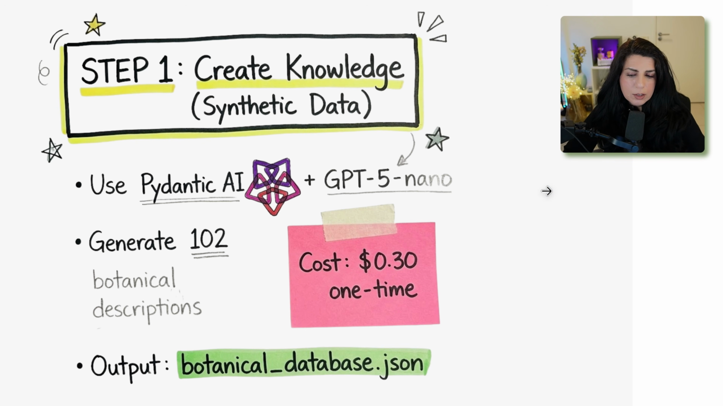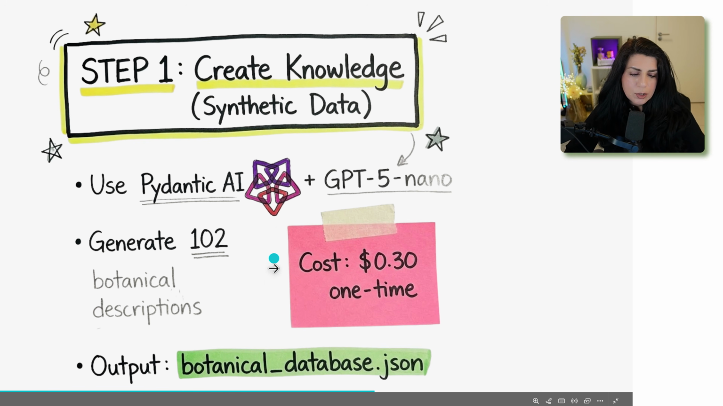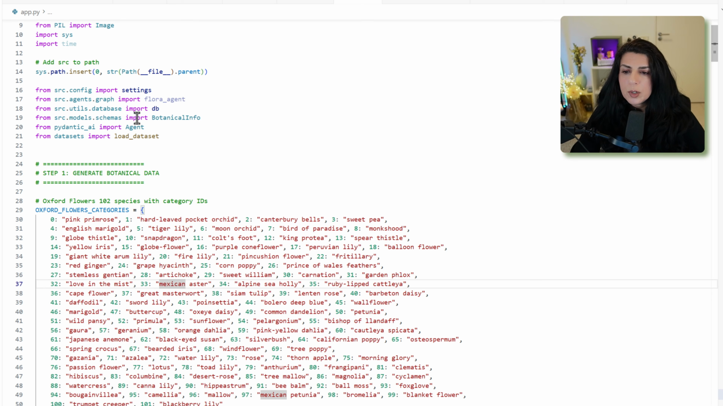What we are going to do is generate all of the botanical descriptions of the flowers. The cost is very low for the whole thing, 30 cents. And we will create a botanical database JSON. PydanticAI is one of the modules that I teach in my AI Agents Mastery, and it's extremely good at creating structured data. Let me show you how to do it in code.